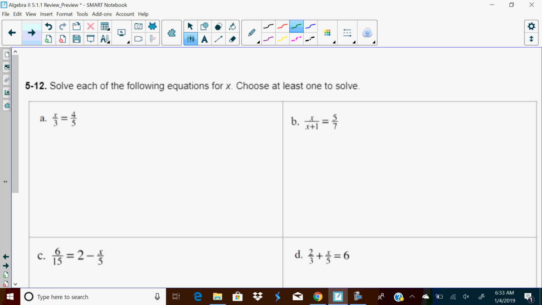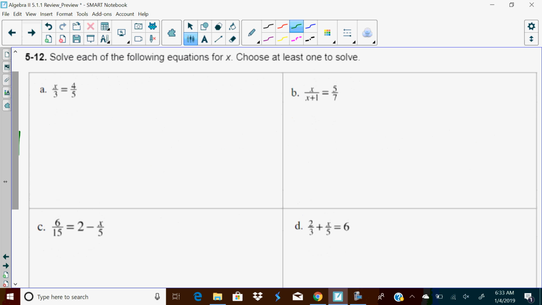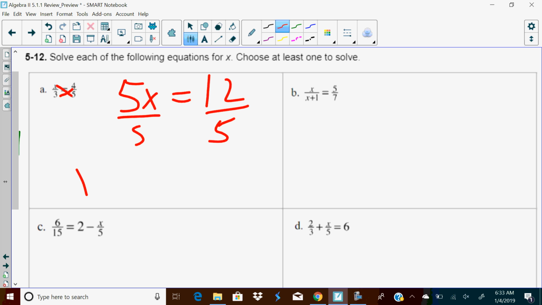Problem 5-12 says solve each of the following equations for x. You had to choose at least one to solve. The first two, you can cross multiply to solve. So I did 5 times x equals 12 by just cross multiplying. So divide by 5. So I get x equals 12 over 5, or 2 2/5.